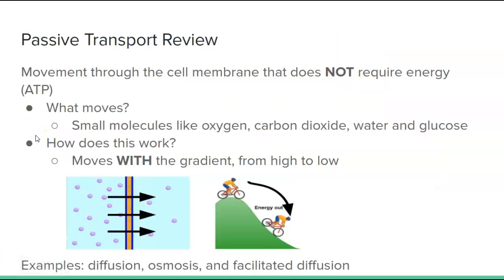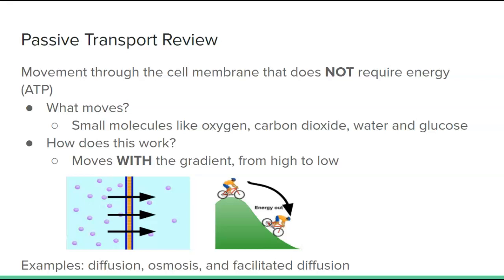So let's just review a few things. We have passive transport. Okay, passive transport does not require energy, okay? So this is like small molecules, oxygen, carbon dioxide, water, sugars, and it moves with the gradient, right? So like you're going down a hill. You don't have to put in any energy because you can just glide down that hill, right? This is like what we've been talking about for most of the time, right? Diffusion, osmosis, even facilitated diffusion. All of this goes with the gradient, right, from high to low, and no energy.